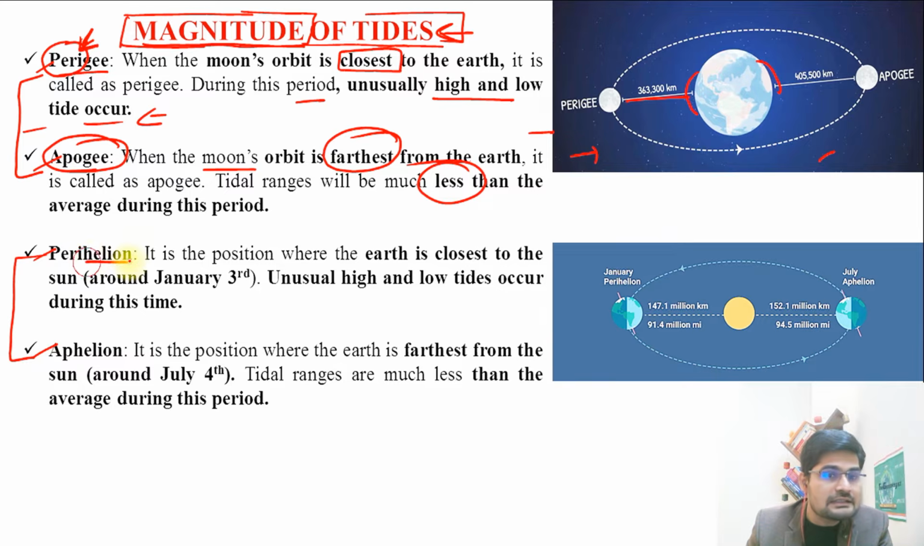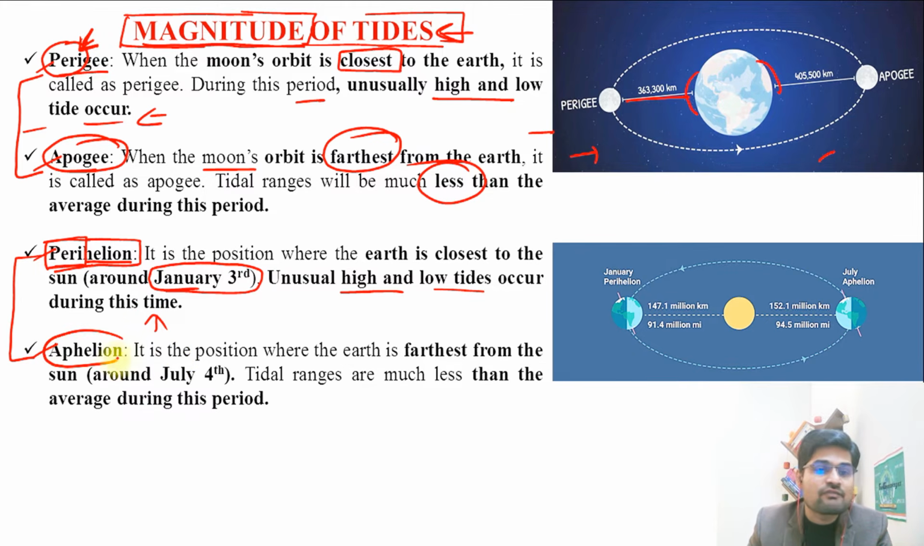Now if we talk about helion, remember the word perihelion, it is heliocentric. So the word itself is related to the sun factor. So it is perihelion, the word is peri, it basically means that earth is in the perimeter of the sun, right? It is closest to the sun, and that is about on 3rd January. So this is the time when earth is closest to the sun, and that is when unusually high and low tides occur during this time in the world. And then the farthest position, opposite of perihelion, is aphelion, that is during July 4th, and that is the time when the tidal ranges are much less than average.